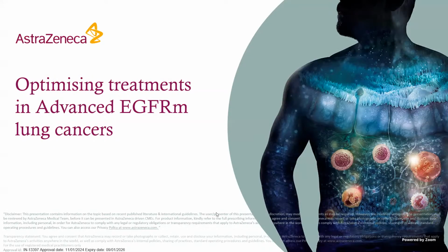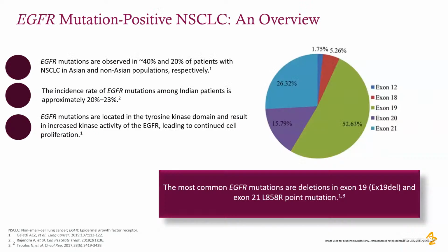Yeah. So this is optimizing treatment in advanced EGFR mutant lung cancers. Next slide, please. An overview of EGFR mutation positive lung cancer. These are observed in 40% and 20% of patients with non-small cell lung cancer in Asian and non-Asian populations, respectively.